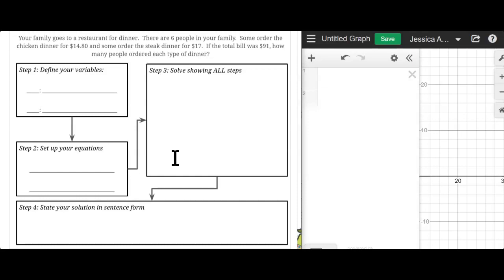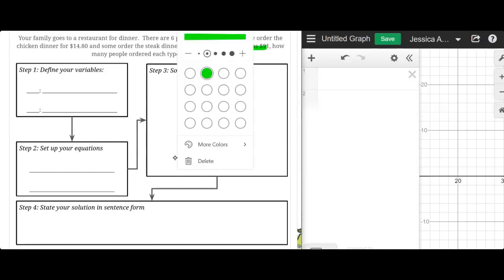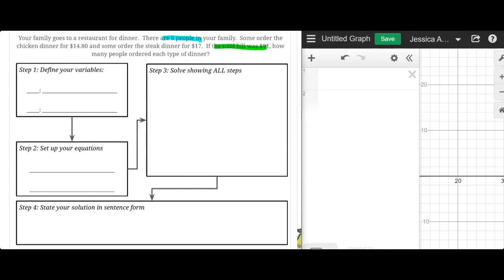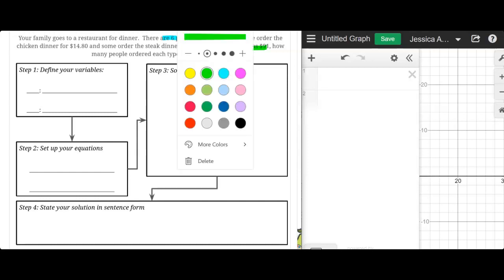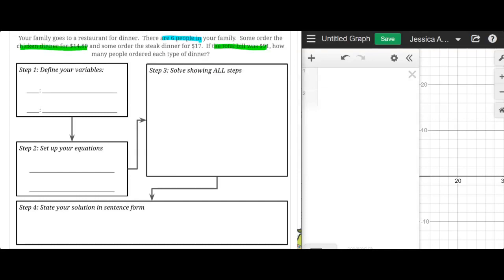So looking at the first piece of information that's important, it's our totals. We have a total bill of $91 and 6 people that made orders. The other important information is that we had chicken dinners for $14.80 and steak dinners for $17. What I want to know is how many people ordered each type of dinner.